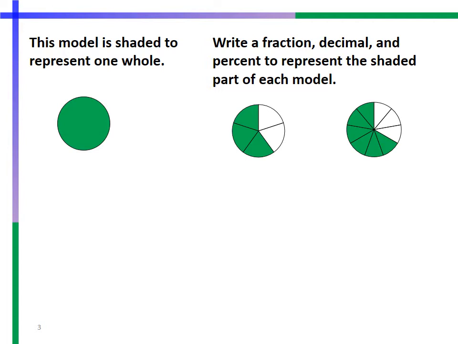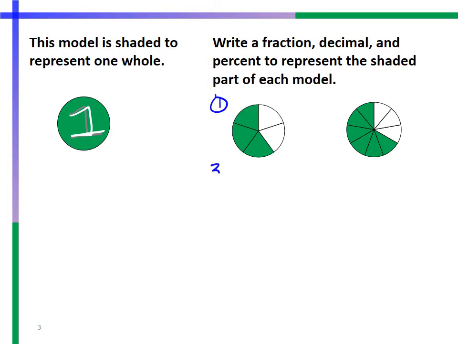The model is shaded to represent one whole. So let's go ahead and label that as one whole. And write a fraction, decimal, and percent to represent the shaded part of each model. And so let's go do the fraction first. So a fraction for model, let's label this model number 1.